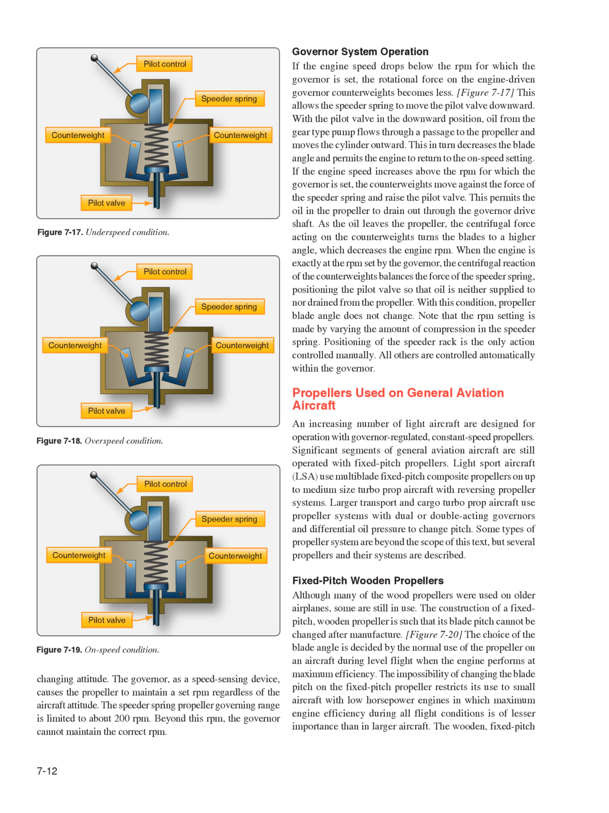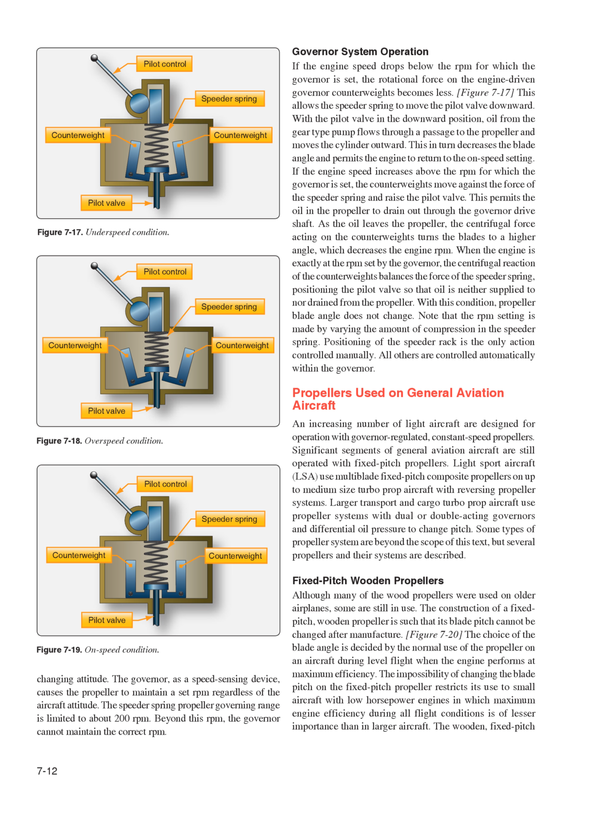Governor system operation: if the engine speed drops below the RPM for which the governor is set, the rotational force on the engine-driven governor counterweights becomes less, Figure 7.17. This allows the speeder spring to move the pilot valve downward. With the pilot valve in the downward position, oil from the gear-type pump flows through a passage to the propeller and moves the cylinder outward. This in turn decreases the blade angle and permits the engine to return to the on-speed setting.